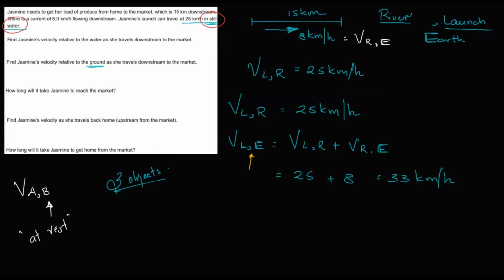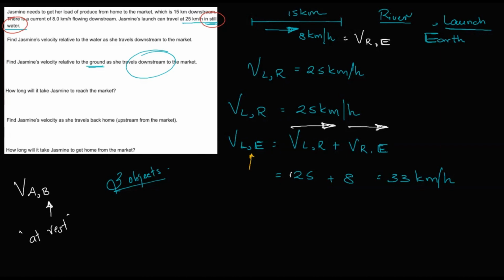Both of these are traveling downstream, so we have simply added these values. Whenever you are doing a vector addition or vector summation, you should make sure that the direction is considered, right? So this is also downstream. This is also downstream.